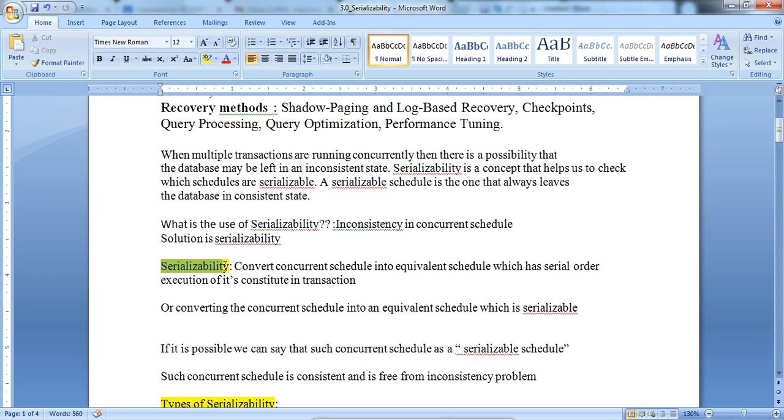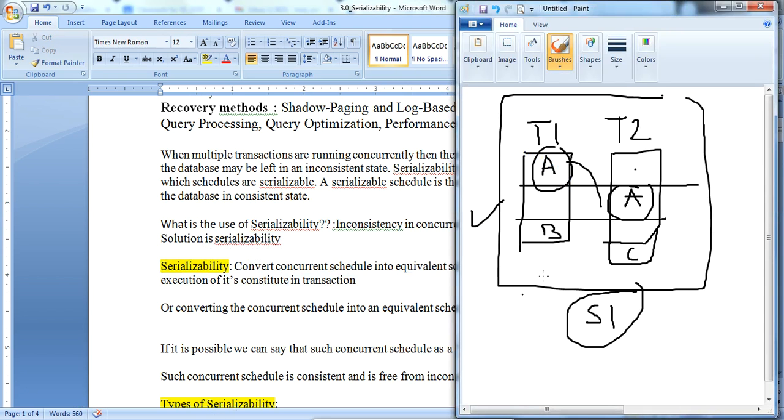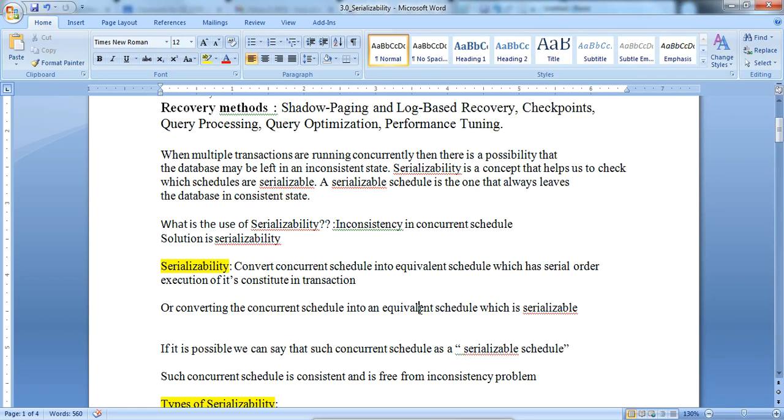Now what is serializability? It converts a concurrent schedule into an equivalent schedule which has a serial order of execution of its constituent transactions. Means if we have a concurrent schedule, we need to convert it into a serializable schedule, which we call an equivalent serializable schedule. We create a new schedule that is equivalent to the existing concurrent schedule.